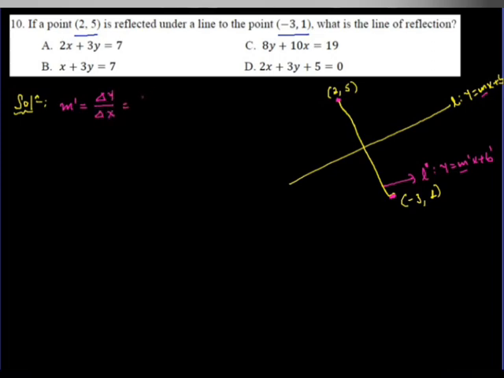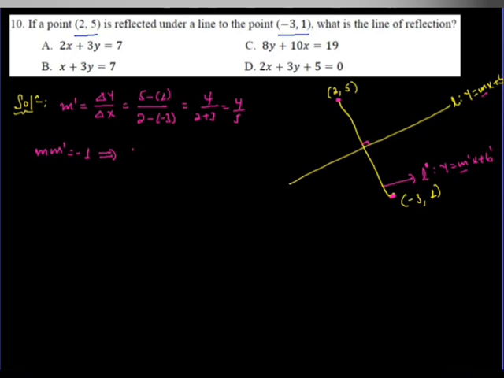Our change in y is 5 minus 1 over 2 minus of minus 3. This is 4 over 2 plus 3, which is 4 over 5. The slope of the line passing through the point (2, 5) and (minus 3, 1) is 4 over 5. We know that this line is perpendicular to the line of reflection. So m times m prime is minus 1. The product of their slopes must be minus 1.